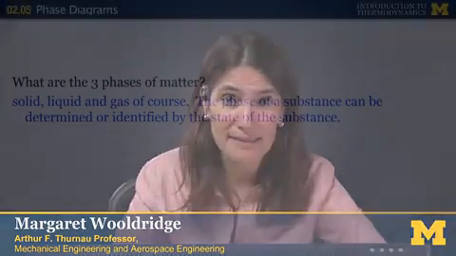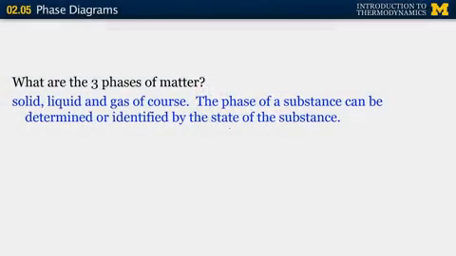Okay, welcome back. Hopefully, again, that was an easy one for you. Solid, liquid, and gas, of course, are the three phases of matter. What's important for us to realize in this class is that the phase of a substance can be determined or identified uniquely by the state. So if I give you the state conditions, you would be able to go, hey, that's a liquid or a gas. Now, you might think, well, that's kind of intuitive.